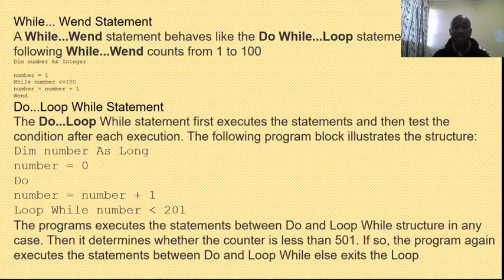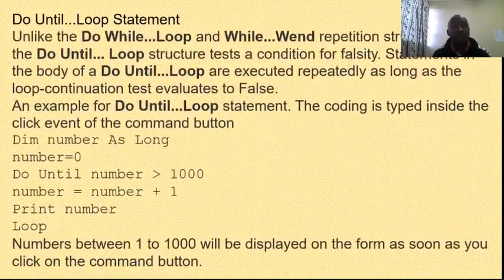While structure, in any case, it determines whether the counter is less than 5 or 1. If so, the program again executes the statement between do and loop, else it exits the loop. Therefore, you can still get these notes on my website for more scrutiny.